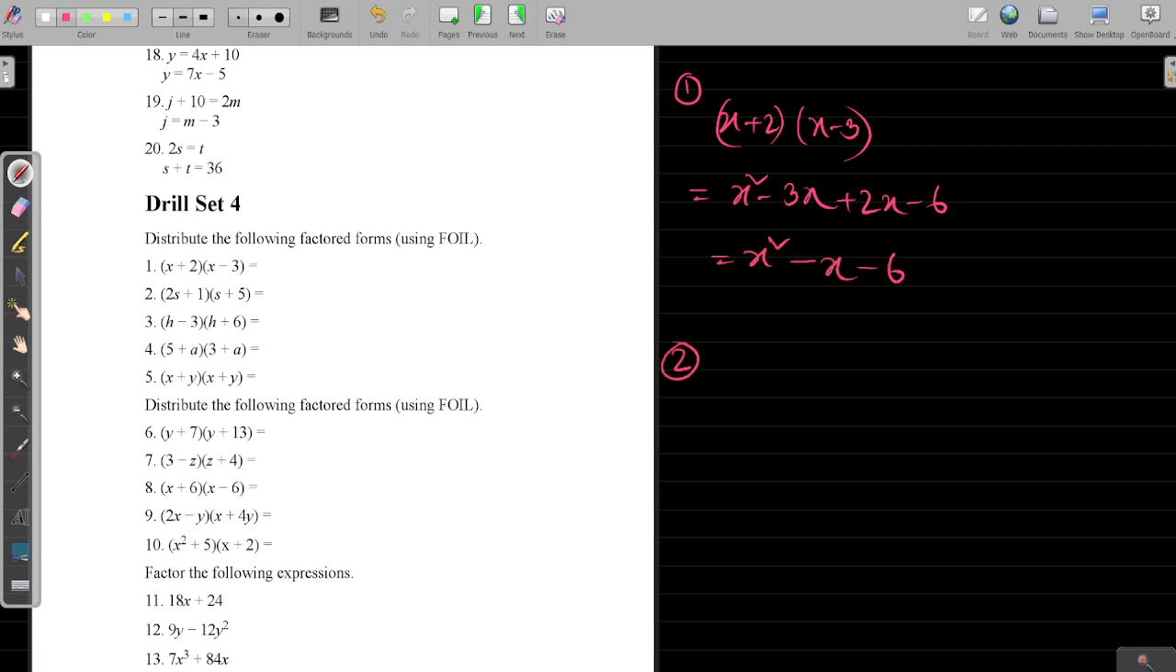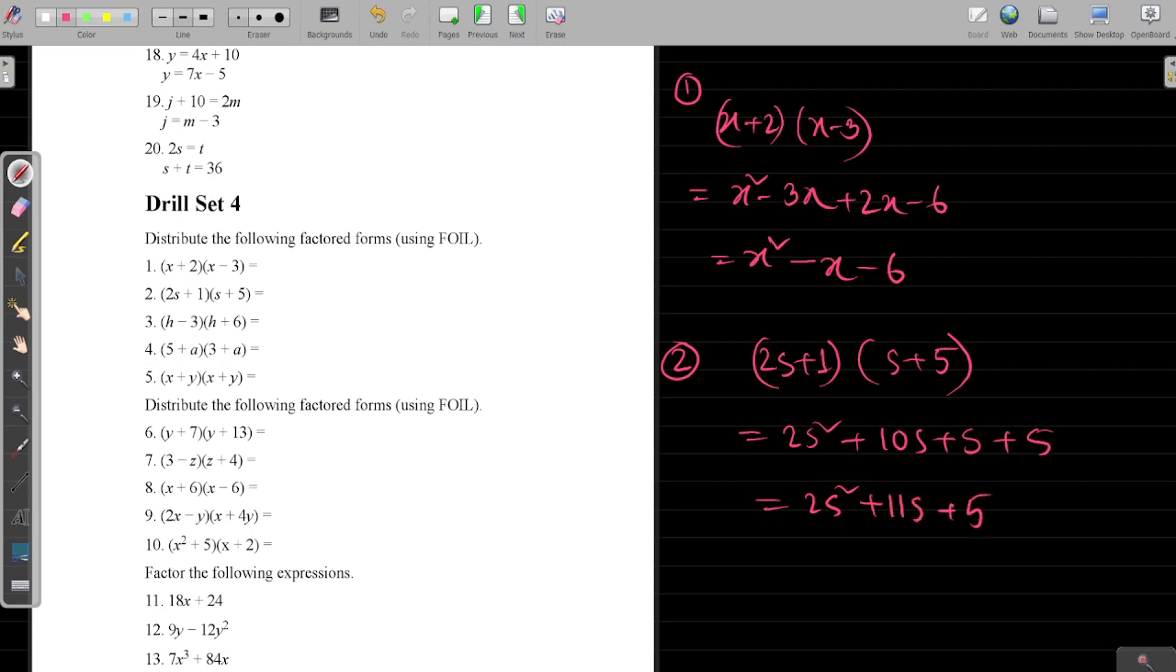Then I am going to solve number 2, s plus 1 and s plus 5. So here same thing I will do for every math. I am just writing the answer. So 2s square plus 2s into 5 means 10s, then 1 into s means s, plus 1 into 5 means 5. So this will be 2s square plus 11s plus 5.